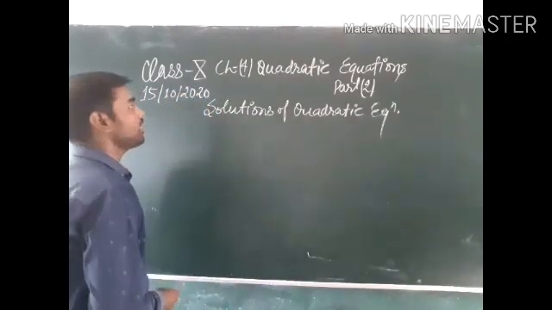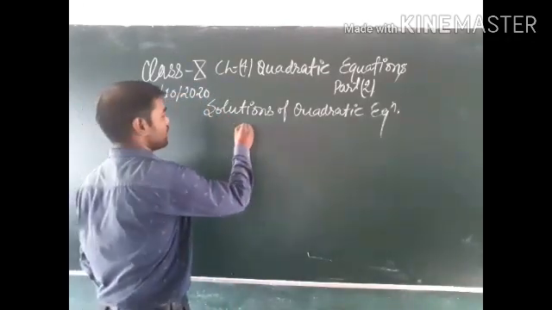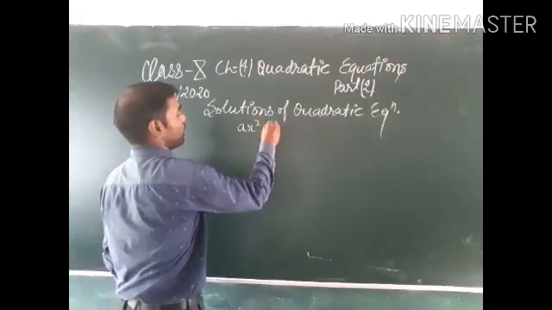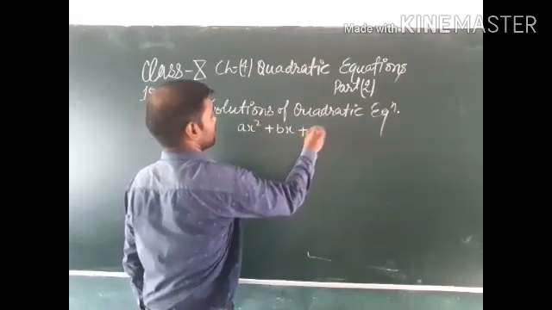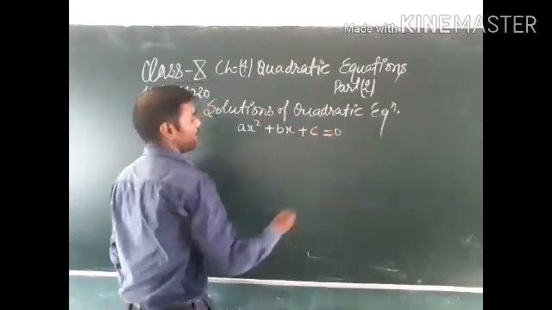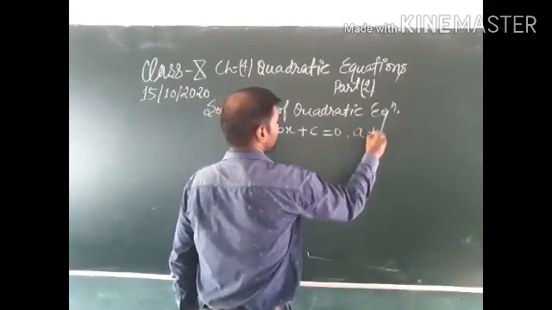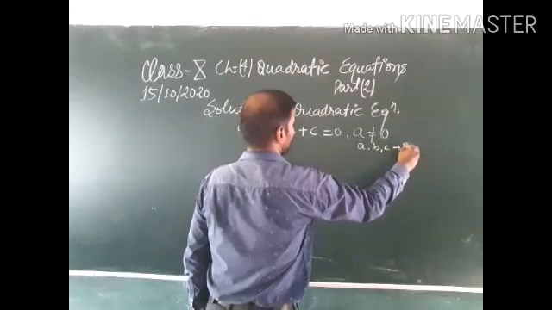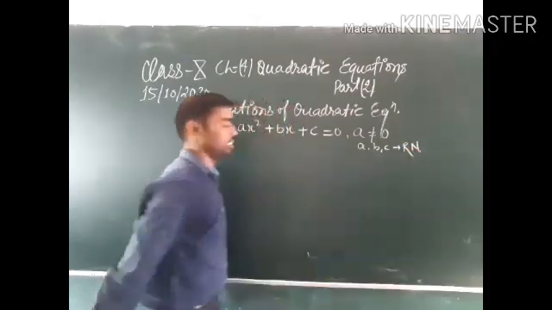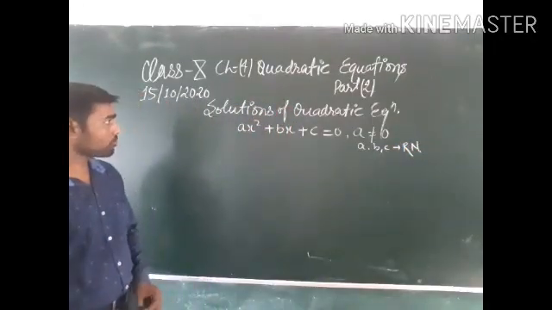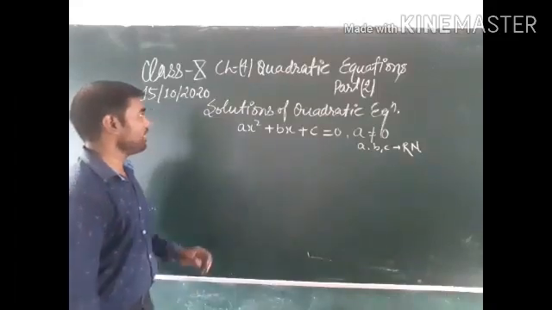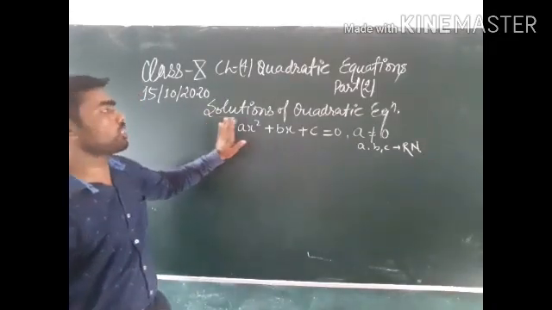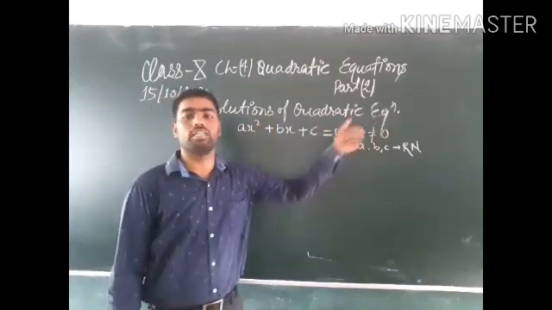So the standard form of a quadratic equation is ax square plus bx plus c is equal to 0, where a is not equal to 0 and a, b, c are real numbers. Now today we study solutions of quadratic equations.